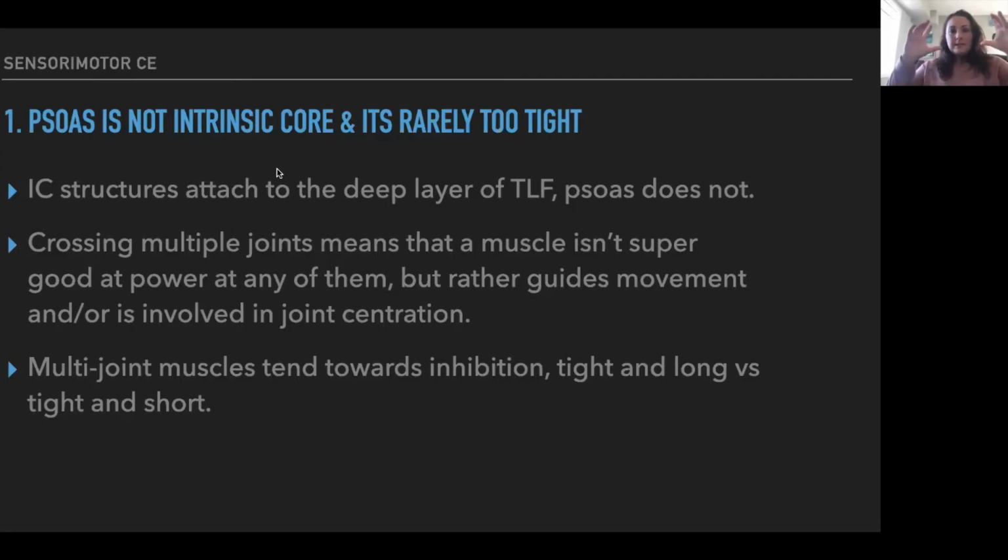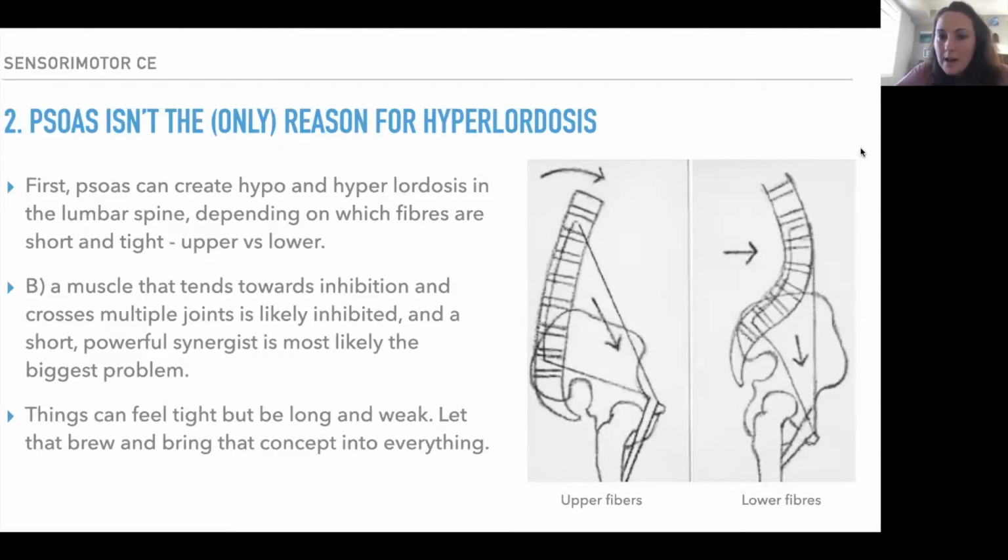Psoas tips the ribs forward a little bit so that the diaphragms face each other and we can use the intrinsic core well. So it's super important, but it's technically not part of the intrinsic core. Here's the reason why psoas is not necessarily the cause of this hyperlordosis, this excess curve in the back.